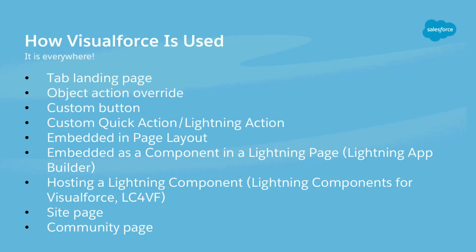Action overrides is a huge use of Visualforce. So your standard and custom objects have new, edit, view actions, and you can override the standard views with a Visualforce page. You can also create a custom button or custom action and Lightning action for an object. You can embed pages in a page layout. You can also embed them as a component in a Lightning page. So if you've used Lightning App Builder, you can put Visualforce on a Lightning page.